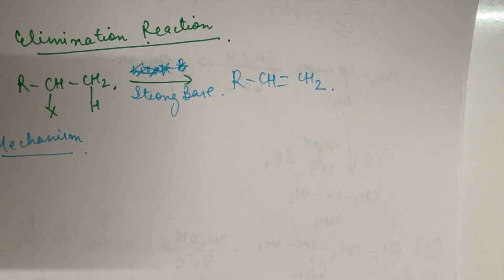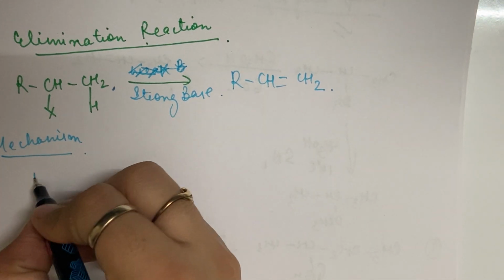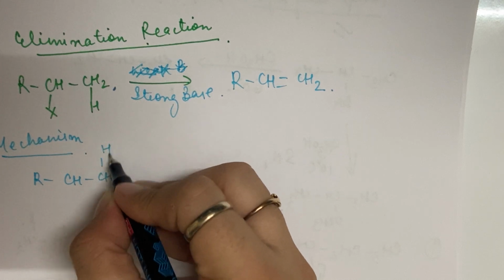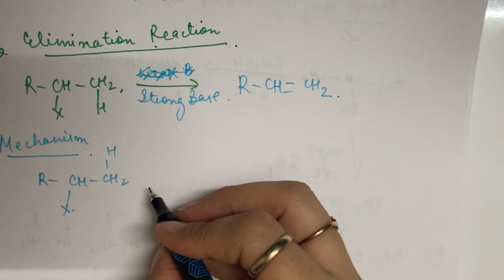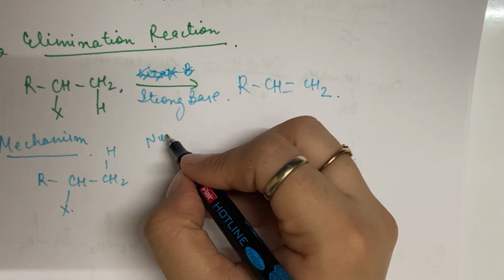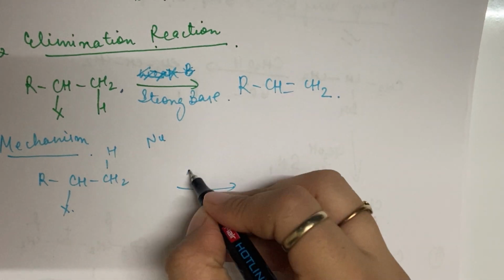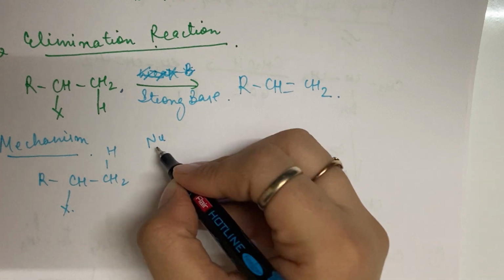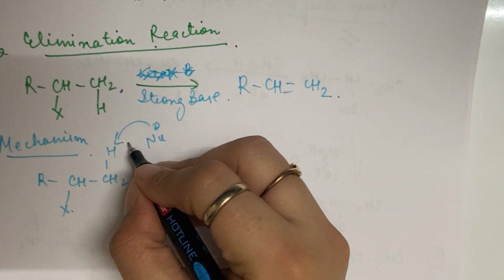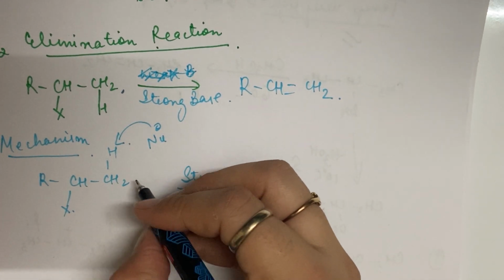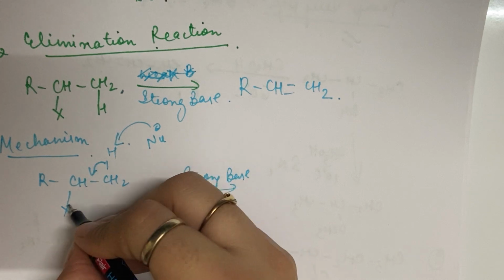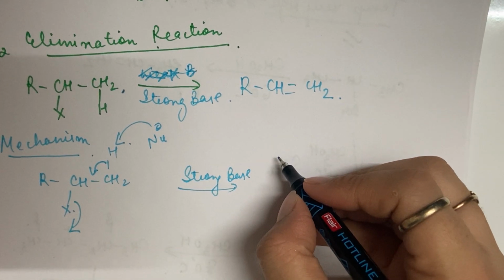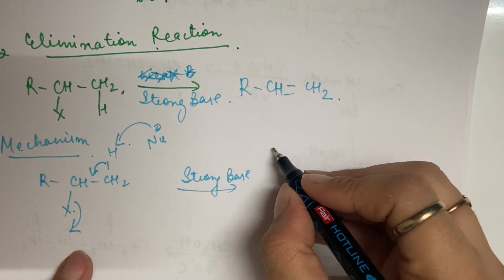See, in this first you have R, CH, single bond CH2. We can write hydrogen here also. So the nucleophile, which is a strong base, will attack this hydrogen first. When it attacks this hydrogen, this bond will come here and this X will be removed from here. But this step will occur simultaneously.